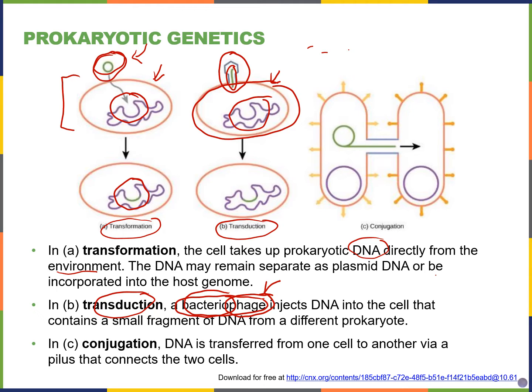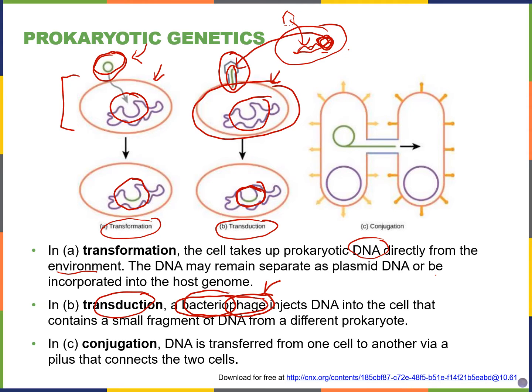into the bacterium. This DNA could have been picked up from a previous infection of another bacterium. So if I had a previous bacterium over here and it had its own chromosome, what could have happened is this virus could have infected this bacterium, picked up some of its genetic information, and it could be injecting some of that information into this new cell. And I can see that this bacterium has incorporated the DNA from the bacteriophage.